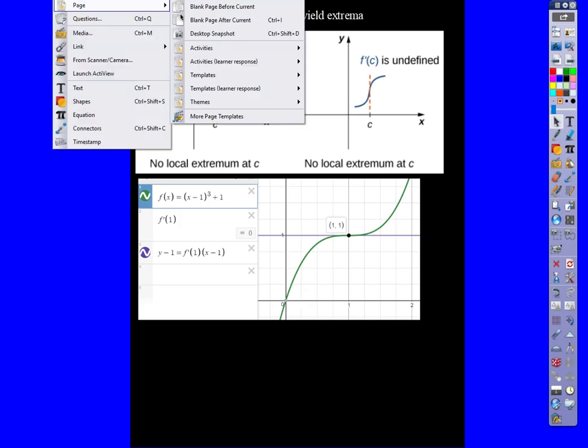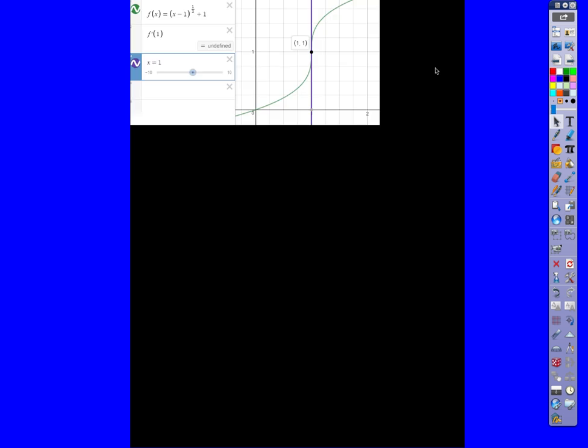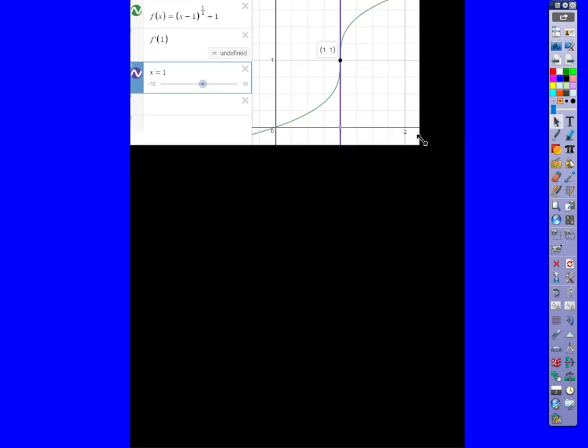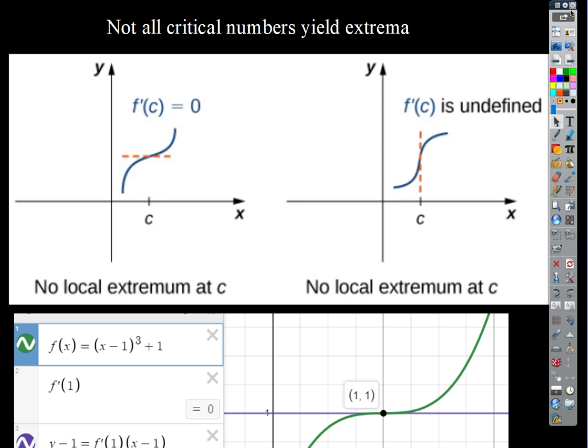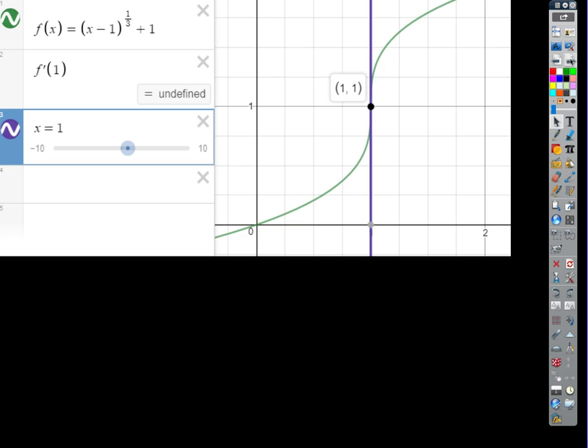Let's put the page there. Okay, so in general, we've got places where we could have false alarms. We have places where we could have a horizontal tangent without an extremum, or places where the derivative could be undefined without an extremum too. That'll make more sense, and you'll understand why I brought this up, when we actually start doing some problems where we're going to find relative extrema for a specific function. I don't think we'll get there today, but we'll see.